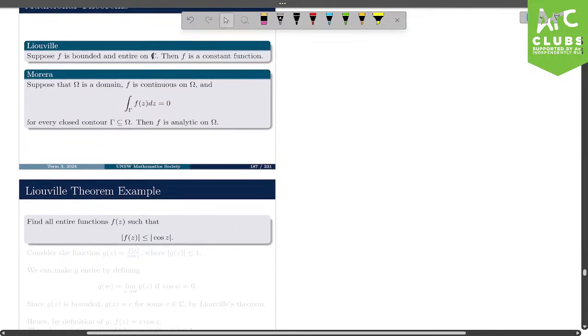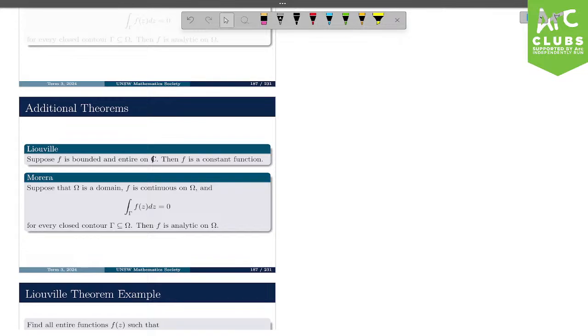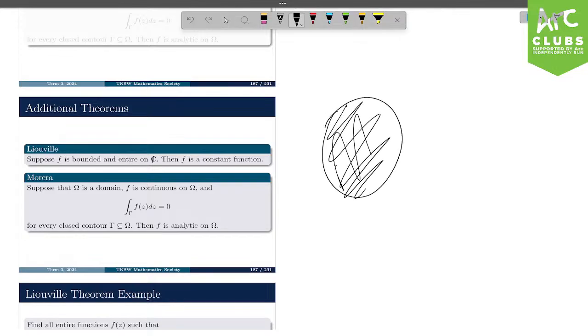Well, we'll deal with that when we get there. Okay. We also have Morera's theorem, which is just that if you have a continuous function f on a domain omega, for every closed contour, we have that f is analytic on that interior. So it's kind of the backwards version of us saying that if it is differentiable on here, then the integral must be 0. It's the backwards of that.